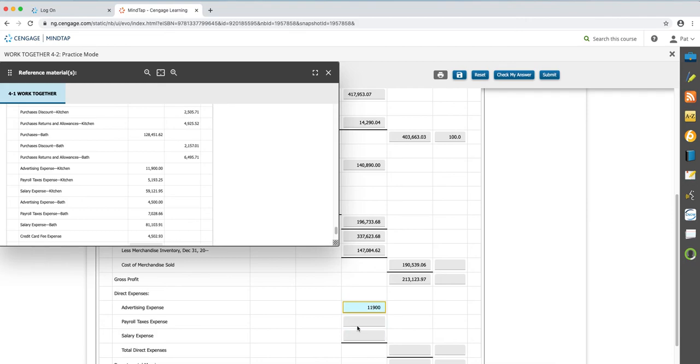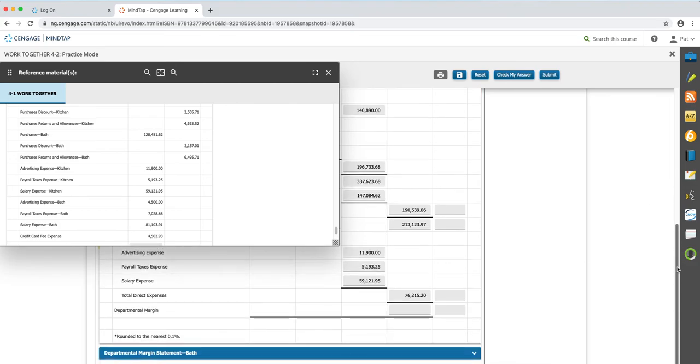11,900 for advertising. Payroll 5,193.25. We had the payroll tax expense, and then we had some salary expense of 59,121.95. Okay. So total direct expenses is adding those three numbers up. We get 76,215.20. Can't get over that. All right.